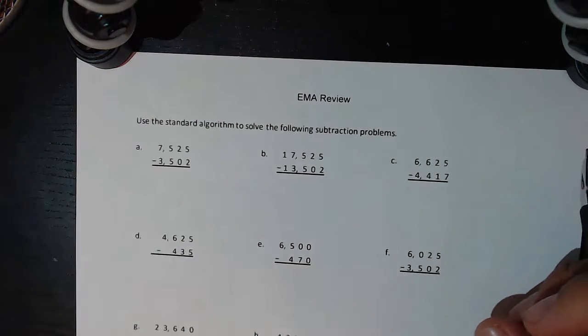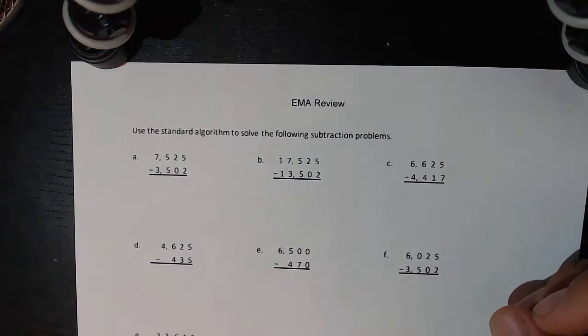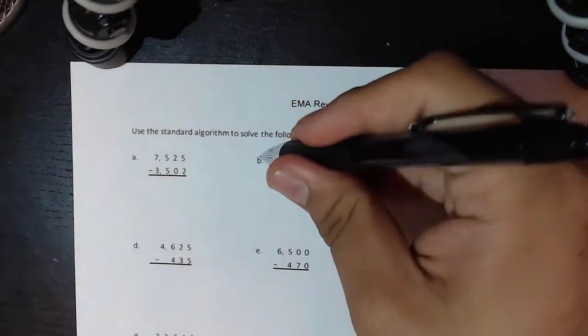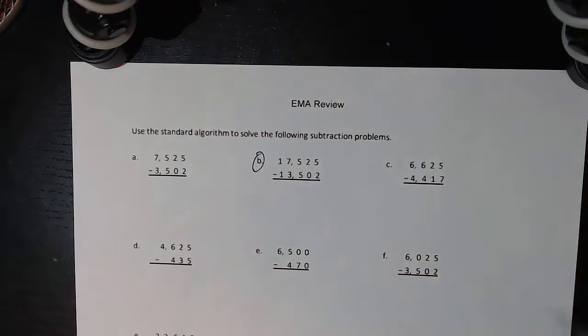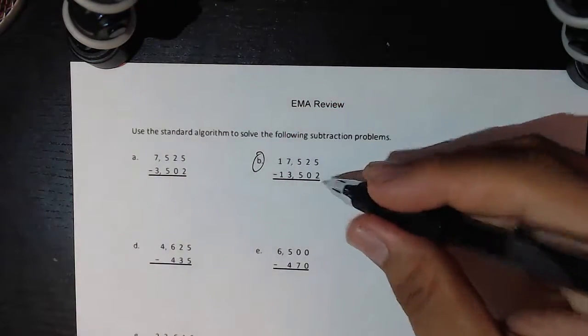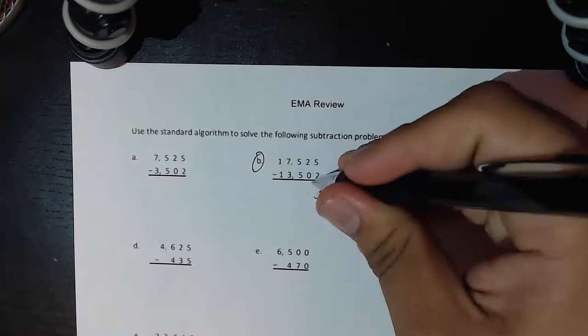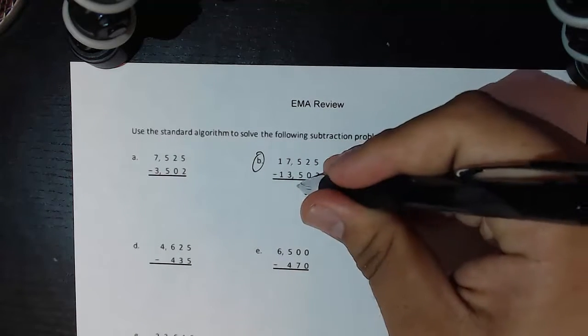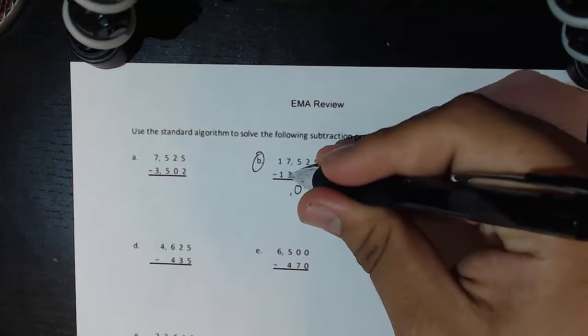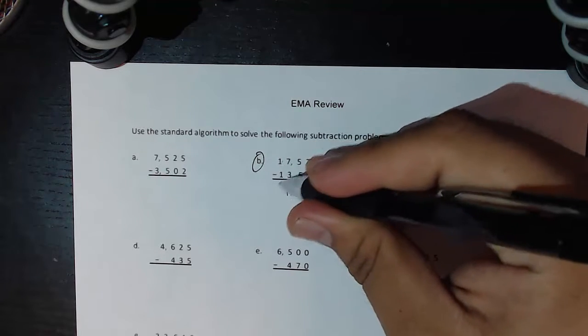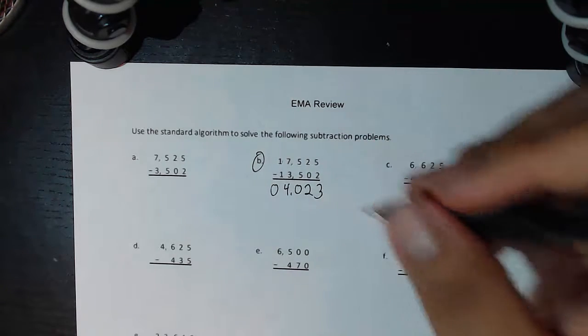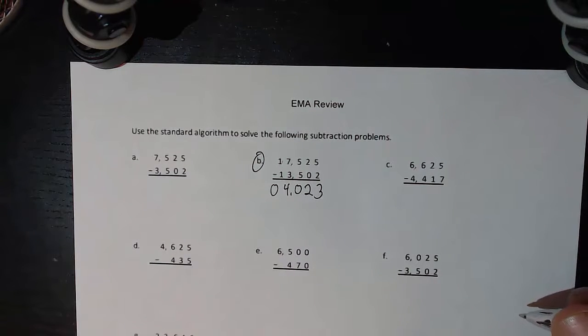Now, for the dreaded problems of subtraction. I'm going to start with B, right there. 5 take away 2 is 3. 2 take away nothing is 2. 5 take away 5 is 0. 7 take away 3 is 4. And 1 take away 1 is 0. I have 4,023 for that answer.